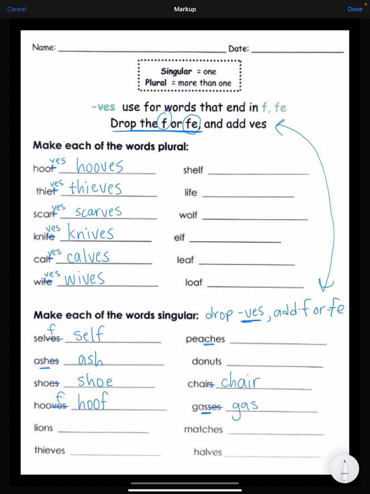Let's talk about halves at the bottom. Halves ends in VES, so I'm going to have to replace it with either F or FE. What do you think? Does half end in F or FE? It ends in F, half.